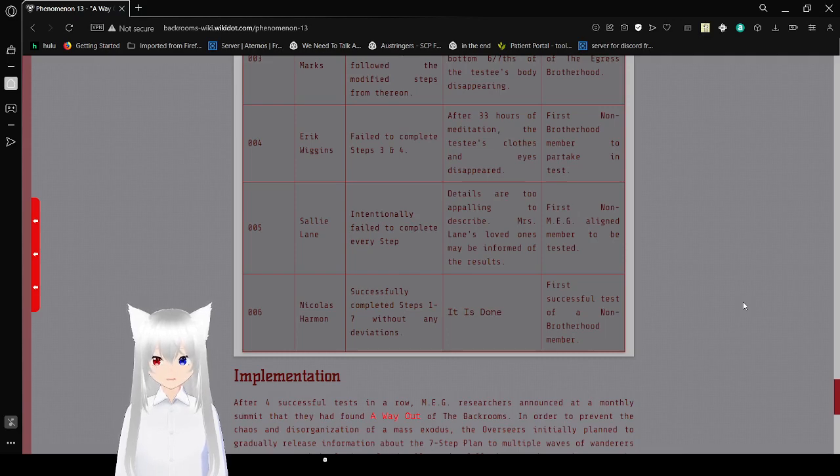Five, Sally Lane intentionally failed to complete every step. Details are too appalling to describe. Mrs. Lane's loved ones may be informed of the results. First non-MEG-aligned member to be tested.